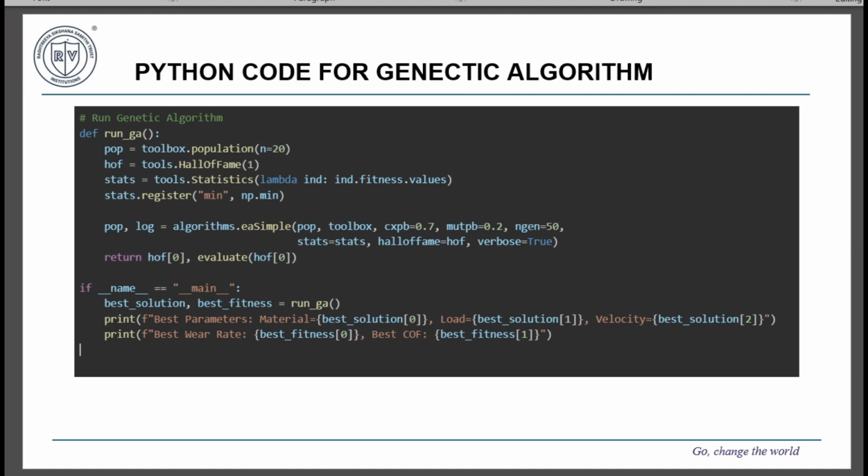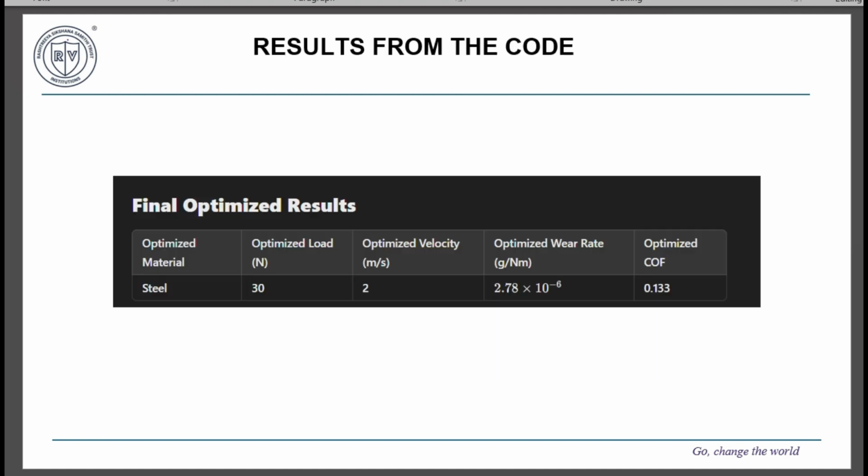This is the final step of the code, where all of the combinations are being randomized and mismatched to find the optimized results. And finally, the output given by the code is this, where the optimized material is steel and the optimized load at which it should be loaded is 30 newtons, and the optimum velocity at which the pin should rotate is 2 meters per second, and the optimized wear is 2.78 × 10^-6 grams per newton meter, and then the optimized coefficient of friction is 0.133. Thank you.